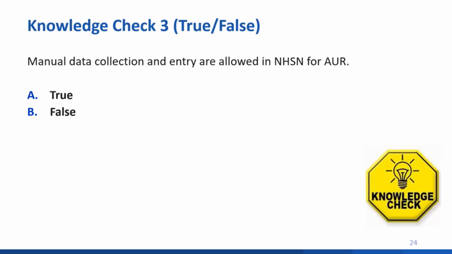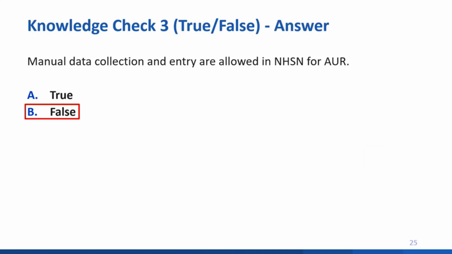Okay, we've reached another knowledge check. So again, true or false? Manual data collection and entry are allowed in NHSN for AUR. Next slide, please. And if you answer false, you are correct. Manual data collection and entry are not allowed in NHSN for AUR. Next slide, please.